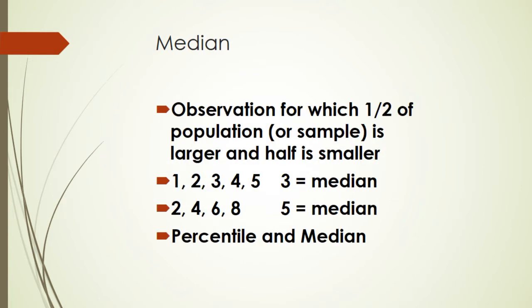The median is that number, that observation to which half of the population or the sample is larger and half is smaller. So if we take the numbers 1, 2, 3, 4, 5, and we pick the number 3, there's two numbers smaller than 3, there's two numbers bigger than 3, and therefore 3 is the median. If we take our old friends 2, 4, 6, 8, 5 is the median, because 5 goes right in here, and there's two numbers bigger and two numbers smaller. If you've ever taken a test where they told you you were in a percentile, the median is the 50th percentile. It's that point where half are above and half are below.